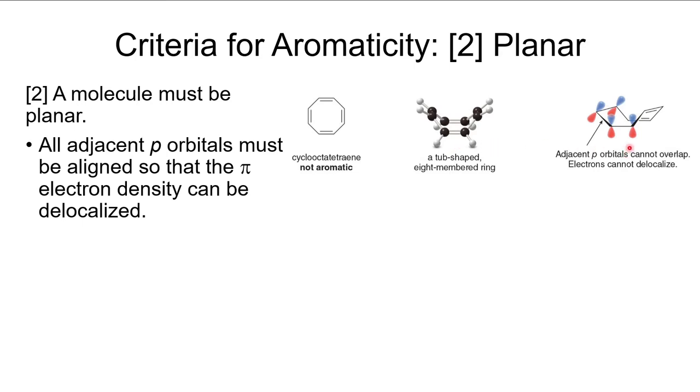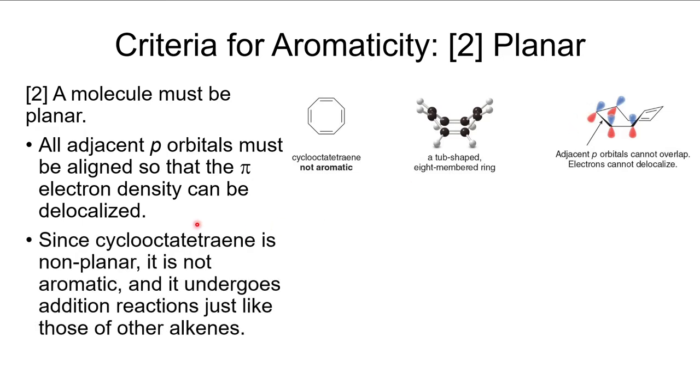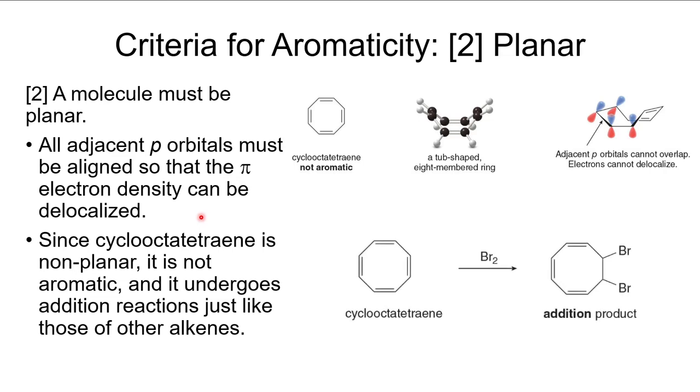Because it has that tub shape to it, it's not possible for the p orbitals on this carbon and the p orbitals on this carbon to overlap. So we don't get that complete delocalization that we get with a planar molecule. As a consequence, we can do electrophilic addition reactions, like halogenation, like adding bromine to it. This will work perfectly fine. That's the kind of reaction you can do with cyclooctatetraene, because it is not aromatic.